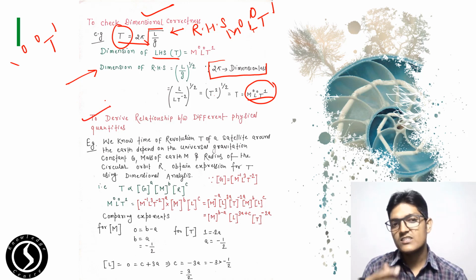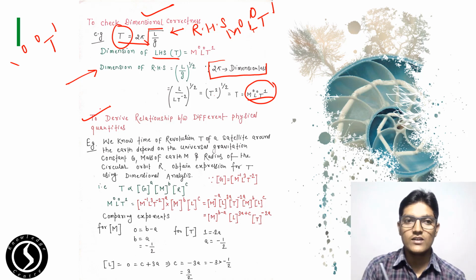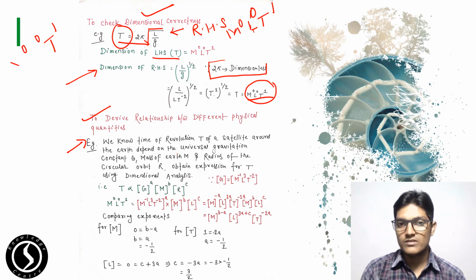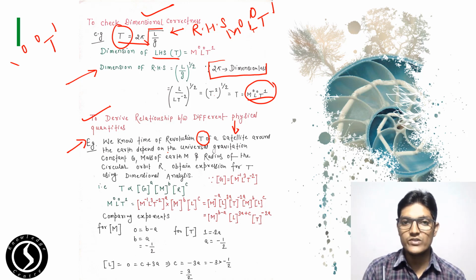to derive relationship between different physical quantities. Now how we can do that? So we have one example here. First of all, we know time of revolution T of a satellite around the earth depends upon a few things, which is universal gravitation G, mass of the earth M, and radius of the circular orbit R. So we can say that T is directly proportional to G, M and R.